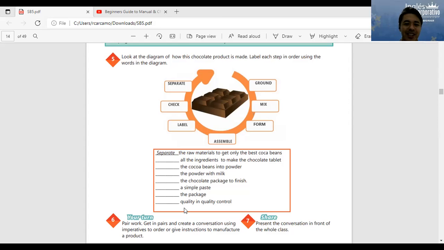So very good. Alrighty, so all of these verbs, as you can see, go in the base form because they are all part of instructions. And we said we use imperatives also to provide instructions.